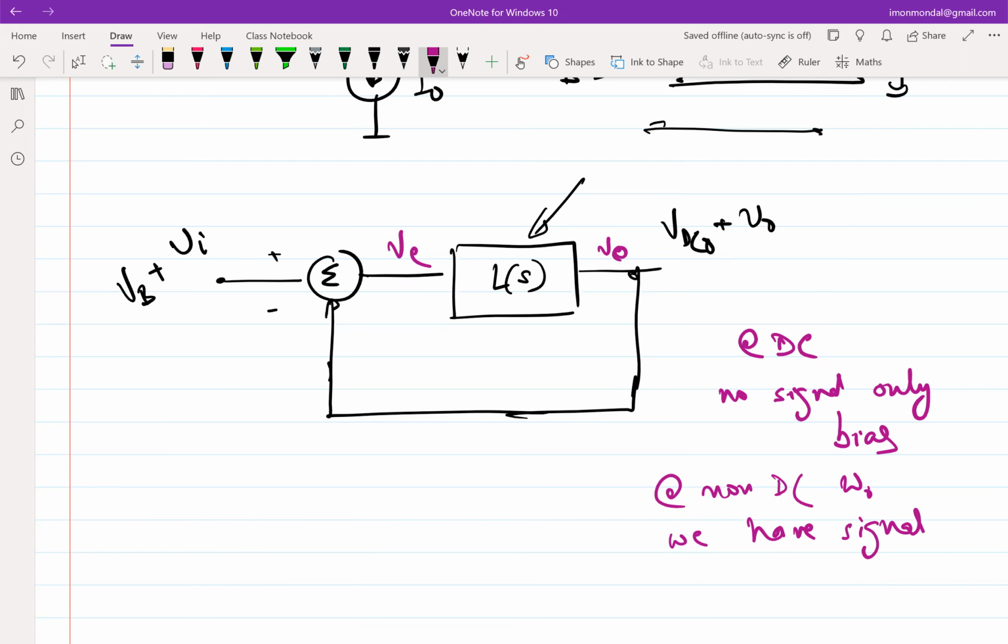If we have to do that here, what would you like to do? You would like to break the loop at non-DC because you want to figure out the open circuit gain. You want to break the loop at non-DC, but keep the loop at DC, because the loop is supposed to set the VDC of the output. So what is the strategy, given that you know how to bias those common source amplifiers with capacitances and resistances?